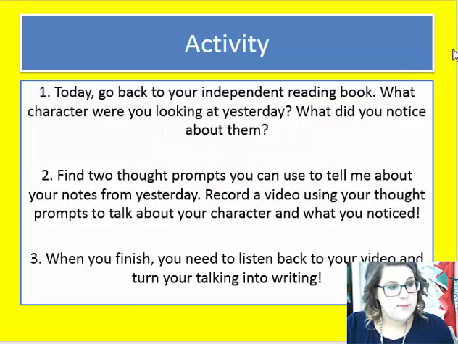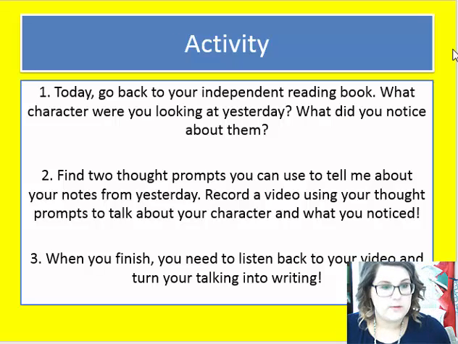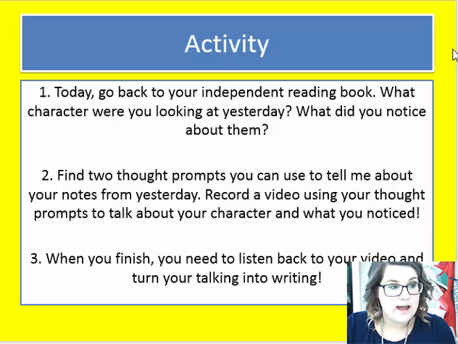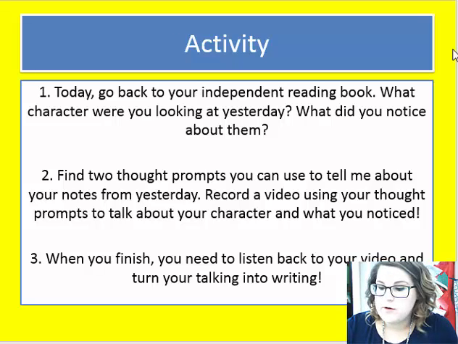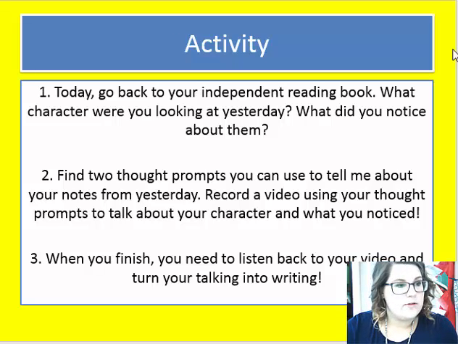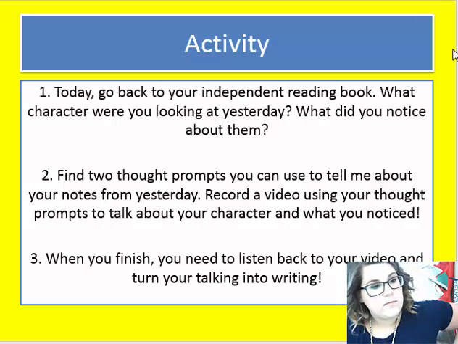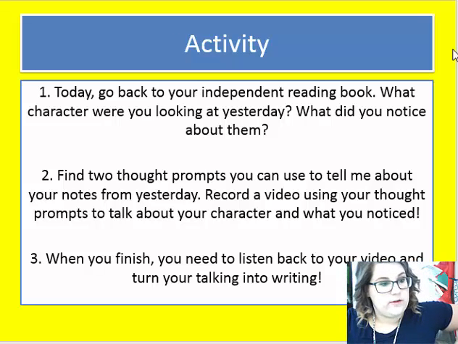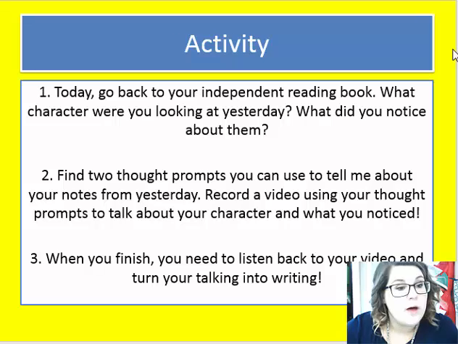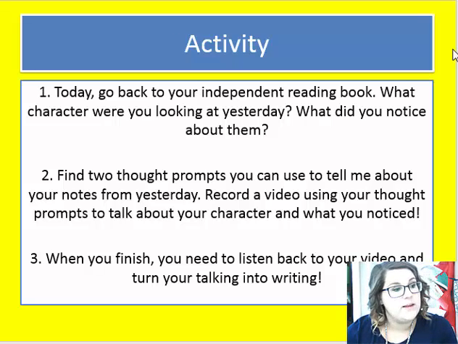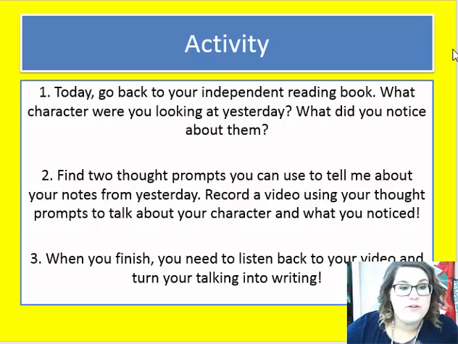So today what you are going to be doing is the same thing, not with Fox, not with Dog and Magpie, but with your own independent reading book. So during your writing time, you need to have your reading book out. I want you to go over what it is that you wrote yesterday. What character were you looking at? What did you notice? What notes did you write down yesterday? After you've reviewed what you wrote yesterday, find 2 thought prompts. You all have the handout of those thought prompts. You can also rewind this video to go back to that page. So find 2 that you want to choose.